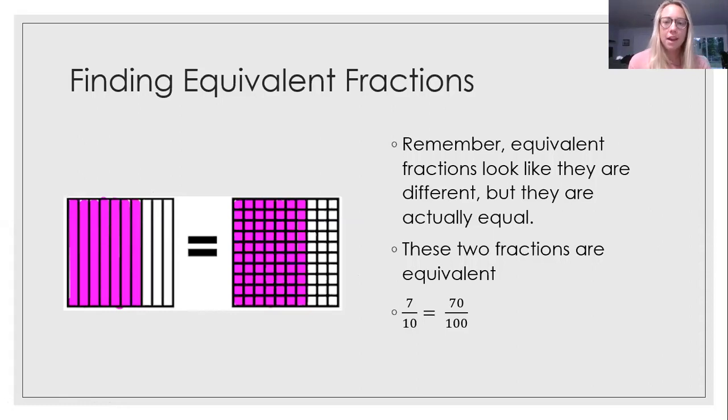So how do we do equivalent fractions for this? Remember that equivalent fractions are fractions that look like they're different, but they're actually equal. So in my example, I have these two fractions and they are equivalent. Over here, I have 7/10. And over here, I have 70 hundredths. So even though they look very different because there's a different number of squares and rectangles in each of them, they have the equal amount shaded in, 7 and 70. Now this would be the same if you had 2 filled in, you would have 20 filled in.